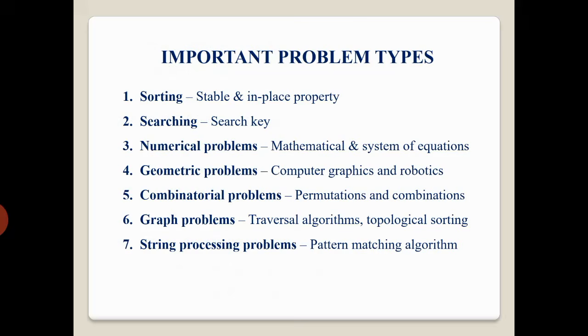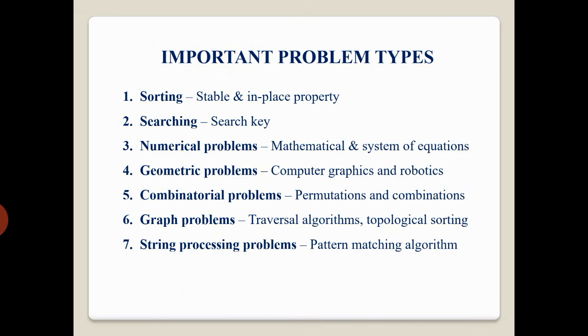The first type is sorting. It is the process of arranging elements either in increasing or in decreasing order. The properties of sorting are stable and in place. Stable property preserves relative ordering of items with equal values, whereas in place property does not require extra memory while sorting the list. The second type is searching.